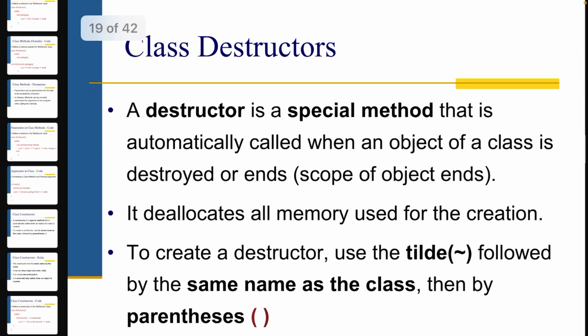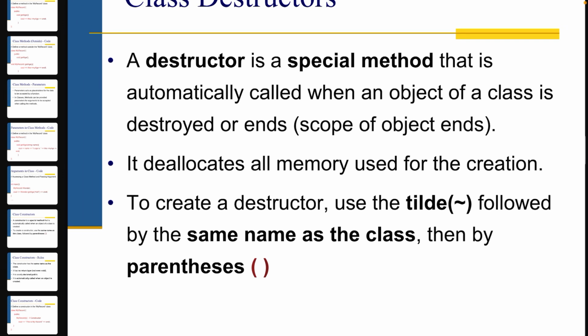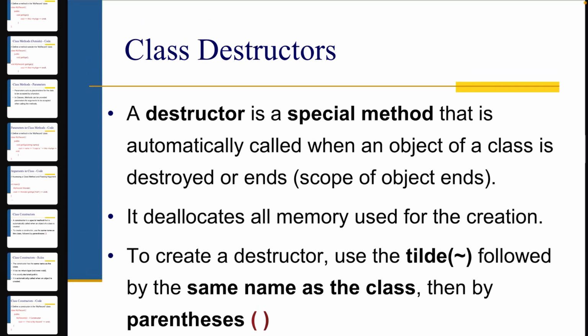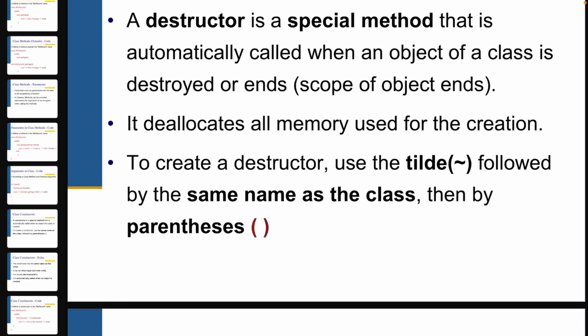So now let's move to class destructor. It's a special method that is automatically called when an object is destroyed or ended. With the constructor, it is automatically called when an object is created, but with the destructor, it is called when an object is destroyed or ended. It deallocates all memory used for the creation.